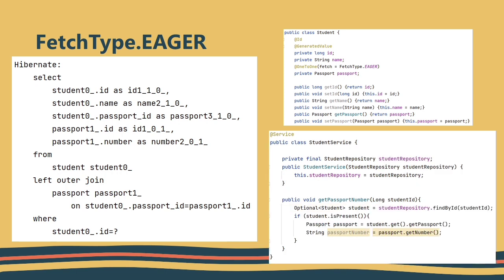Now let's change our service class with the passport getNumber method. It does not make a big difference. The passport is already loaded from the DB with the student. This shows that the data are fetched fully at the time their parent is fetched.